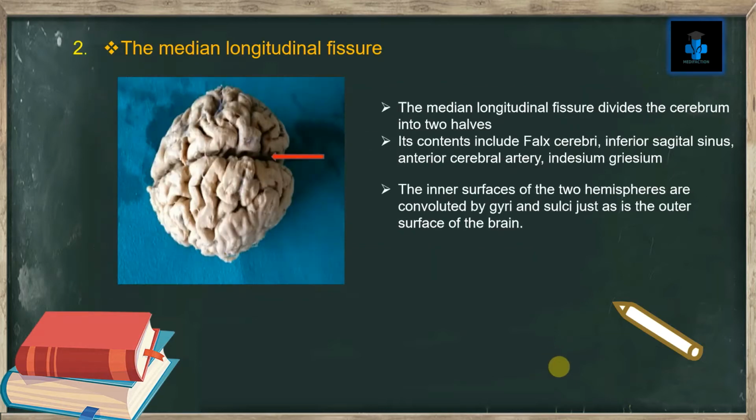Spotter number 2, the median longitudinal fissure. The median longitudinal fissure divides the cerebrum into two halves. Its contents include falx cerebri, inferior sagittal sinus, anterior cerebral artery, and indusium griseum. The inner surfaces of the two hemispheres are convoluted by gyri and sulci, just as in the outer surface of the brain.